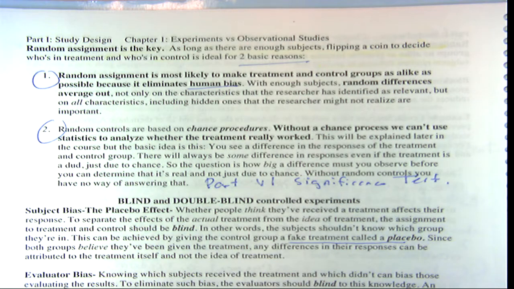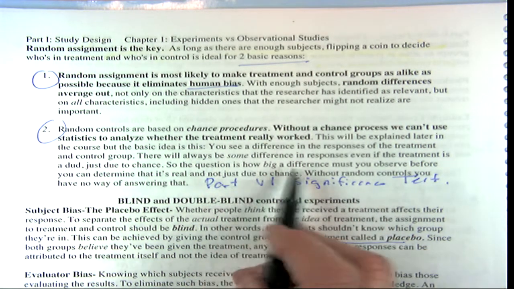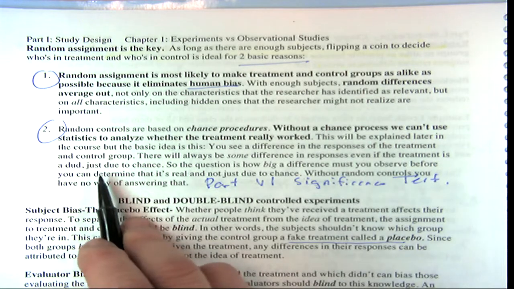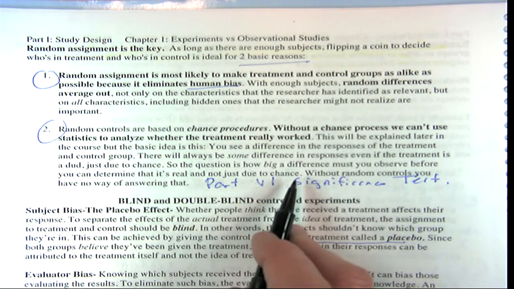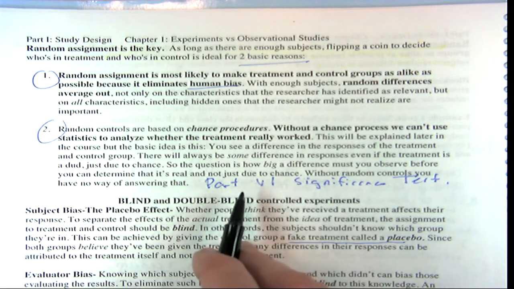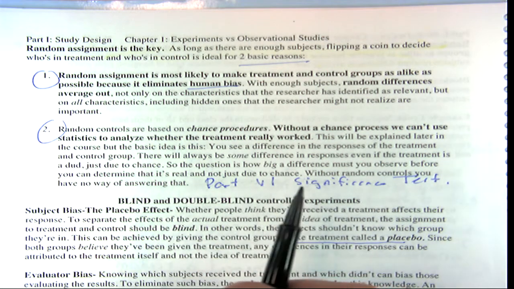Well, if we have a box model, if we translate something into a box model, we can calculate that. Think about it this way, okay? The question is, how big a difference do you observe before you can determine it's real, not just due to chance? All right, so the idea is, let's say there was only a difference of 1%.